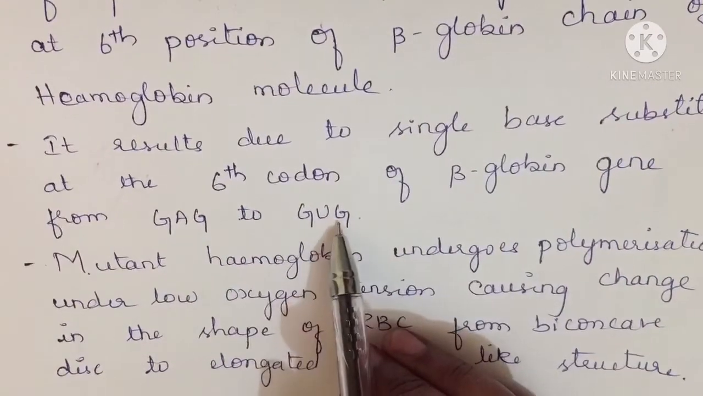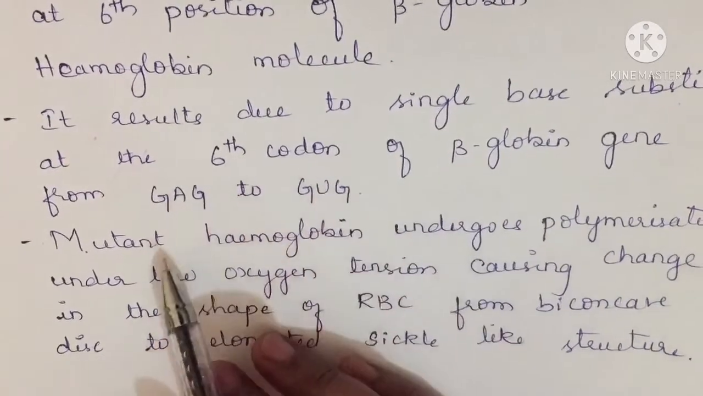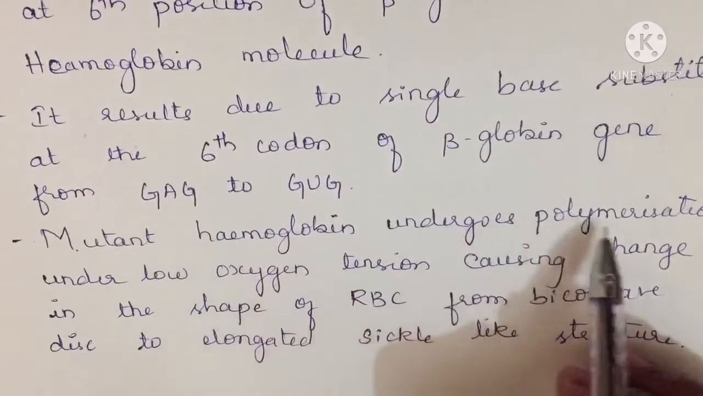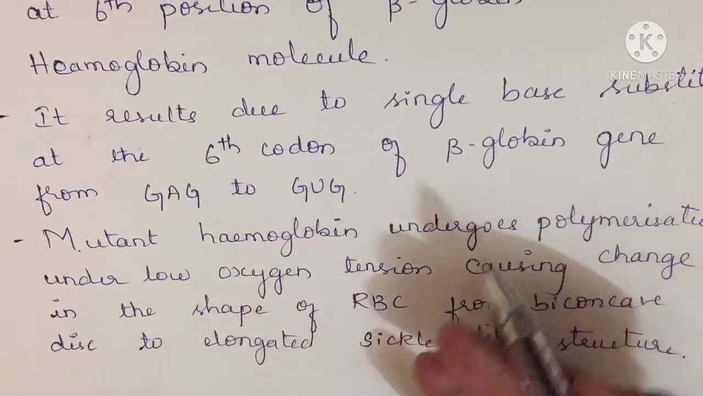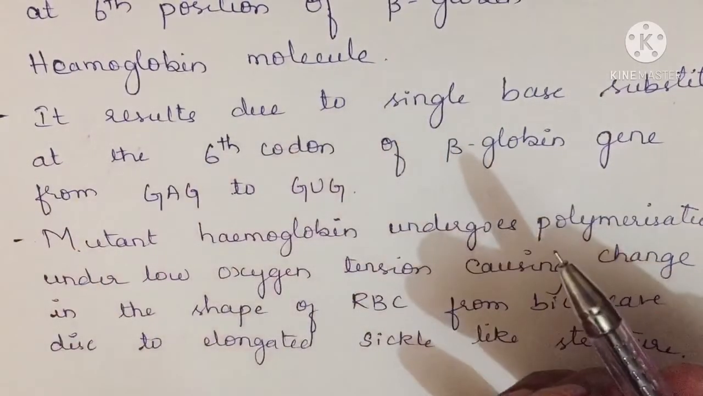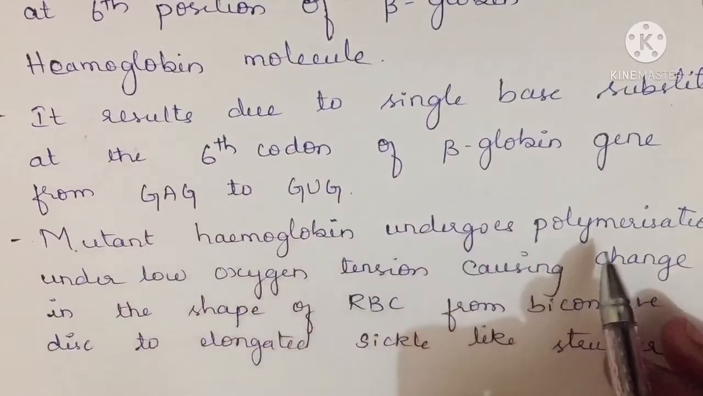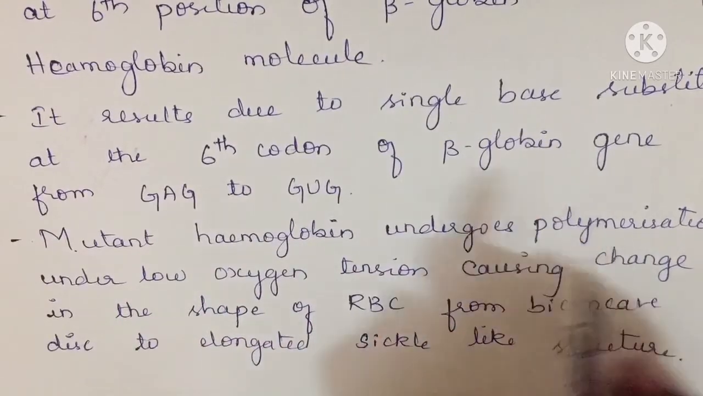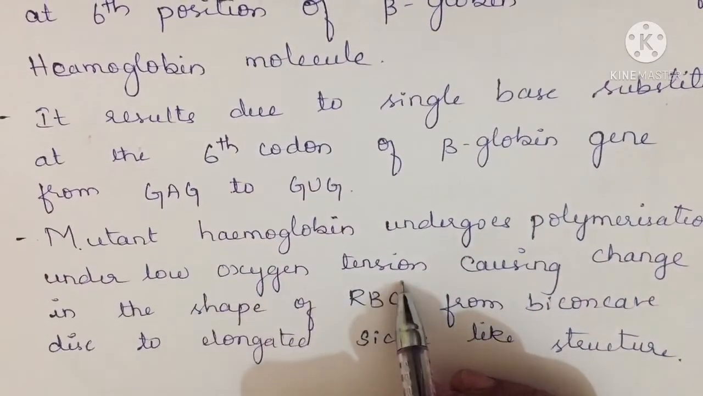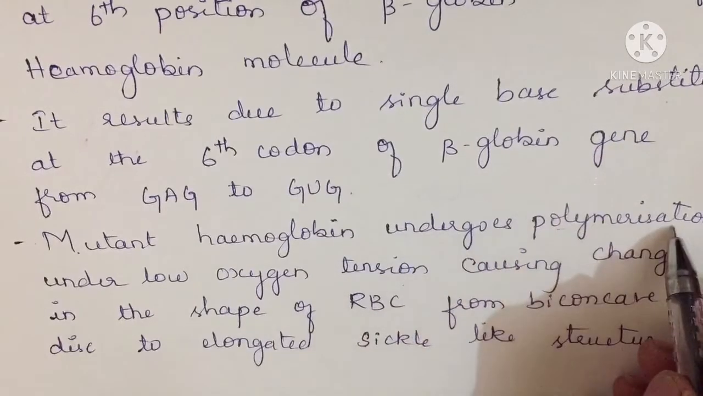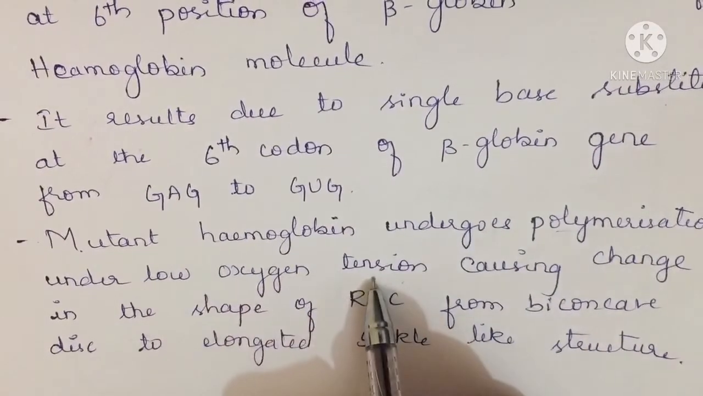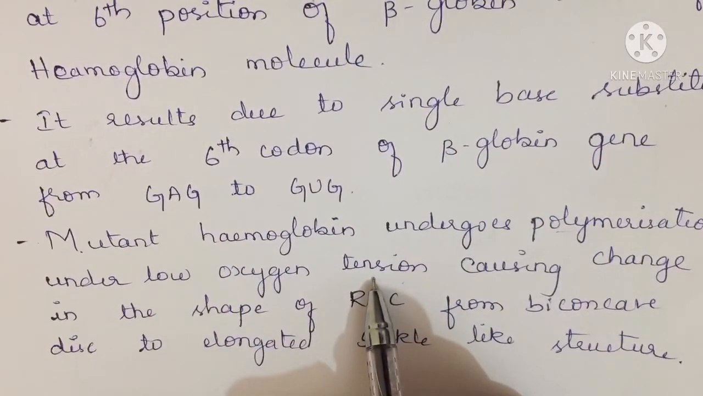This mutant hemoglobin undergoes polymerization. Now this hemoglobin has been changed. Normal hemoglobin is different. This mutant hemoglobin undergoes polymerization under low oxygen tension. It will change its shape under low oxygen tension, because hemoglobin's function is to carry oxygen.